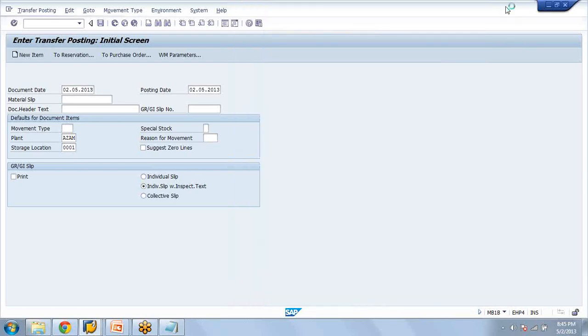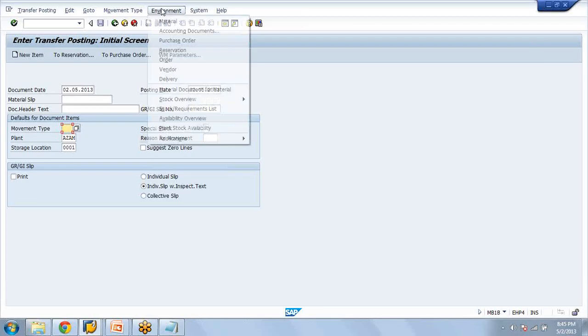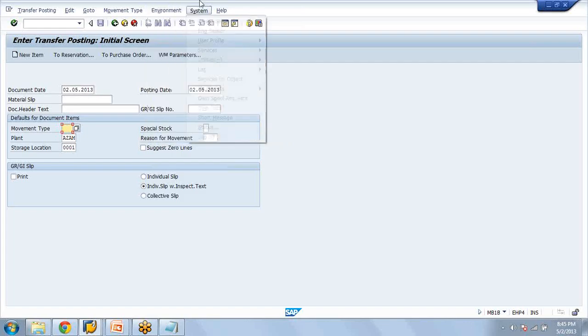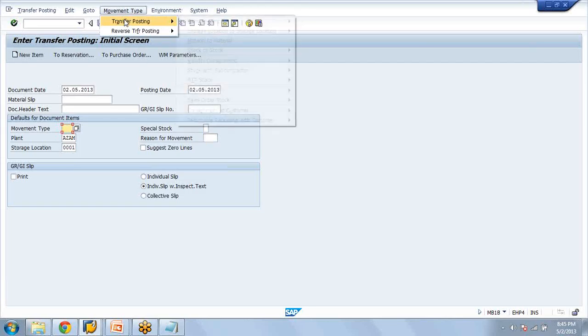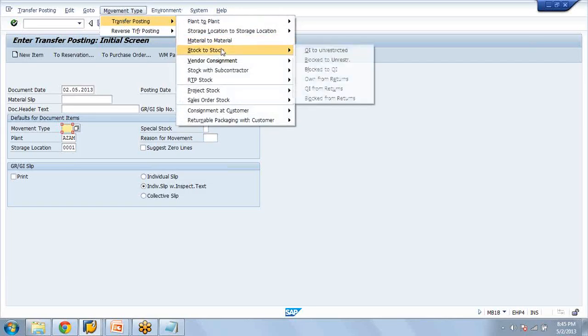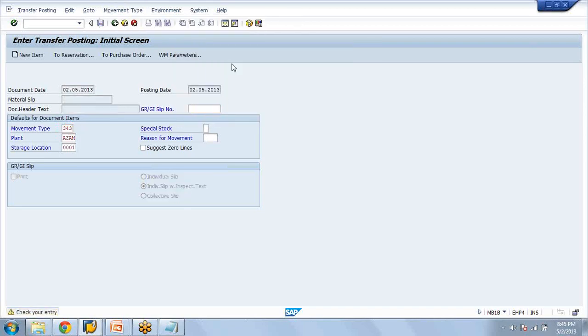Actually, I find it very easy to remember: besides Environment, on the top, there is Movement Type, Transfer Posting. Then is it plant to plant or stock to stock? Stock to stock. Then we can put whatever we want there. Yeah, it's easy to remember actually.